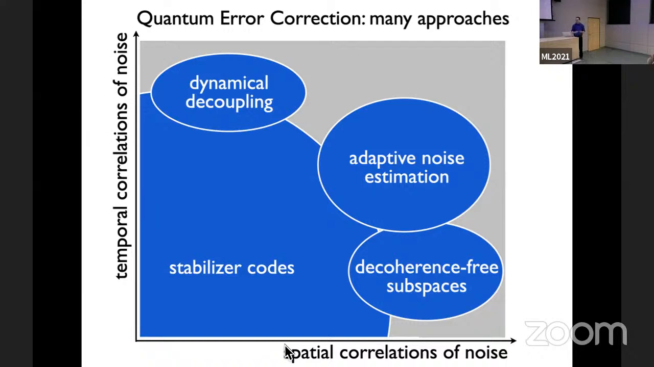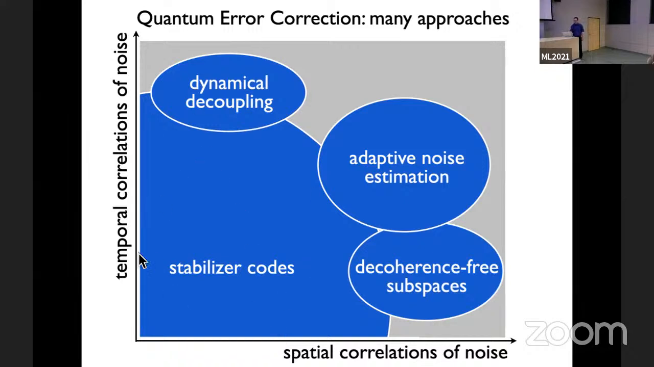So temporal correlations might mean either the noise at one instant of time is completely uncorrelated with other instants of time, so something like white noise acting on my system. Spatial correlations, either different qubits experience completely different noise, or maybe they experience even the same fluctuating magnetic field, let's say. So this gives rise to different possibilities for quantum error correction or mitigation.